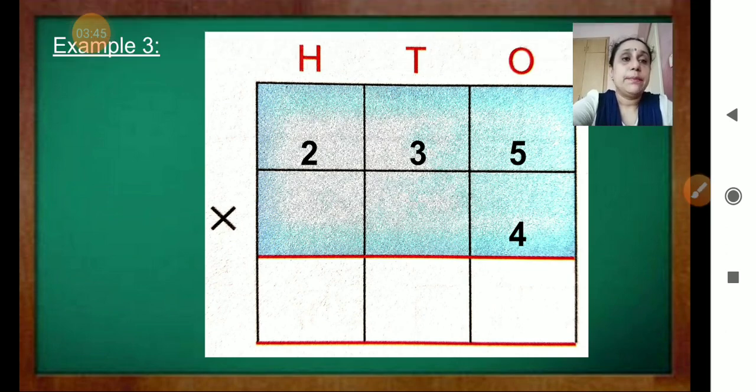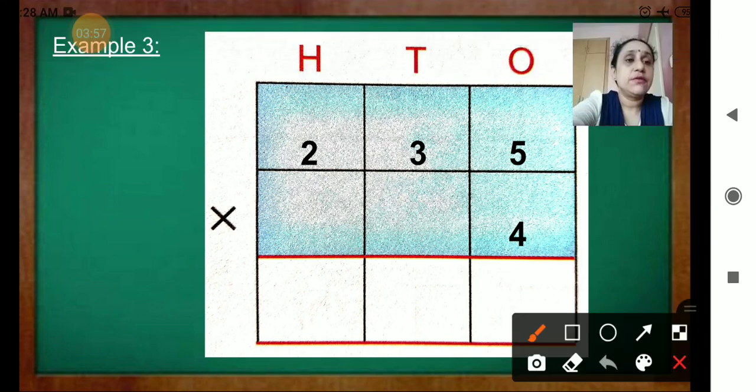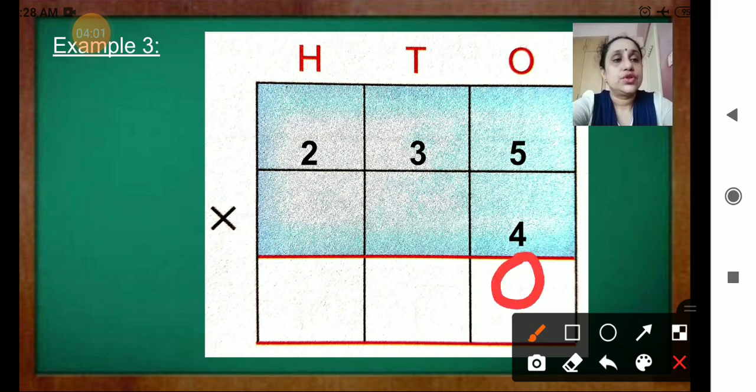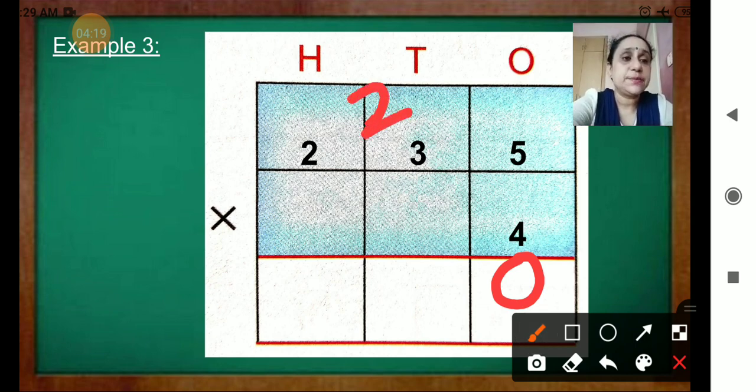Now example 3. Hundreds, tens, ones. The number is 235 multiplied by 4. Now start from the ones place. 5 fours are 20. Okay? Then what you have to do? Carry over 2. Yes, 2 will be carried over to the tens place.